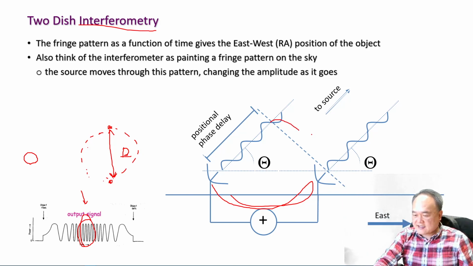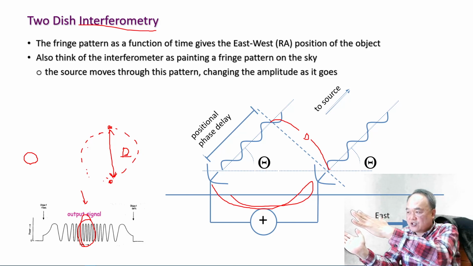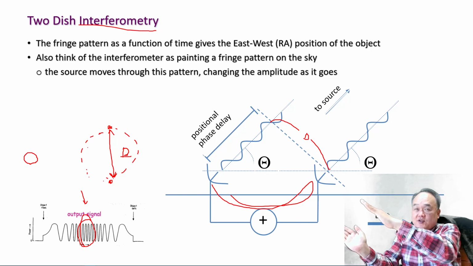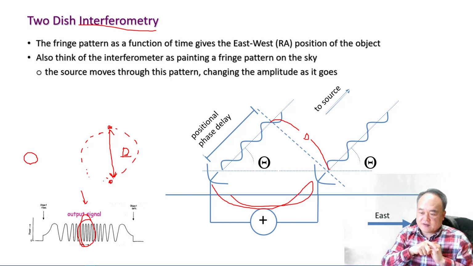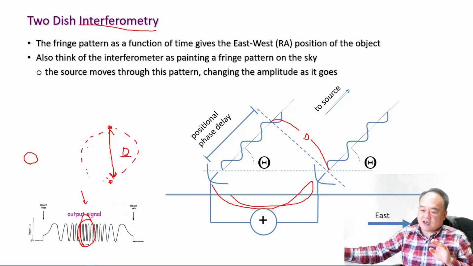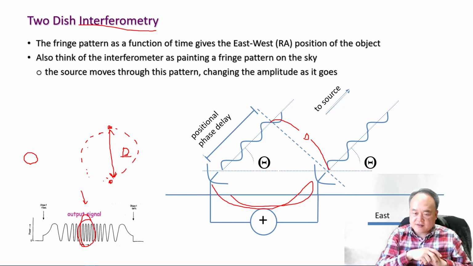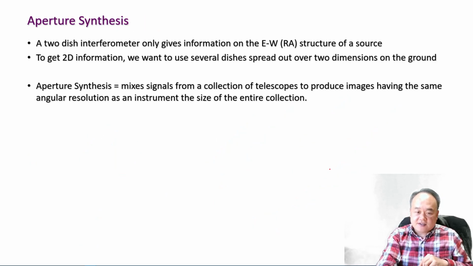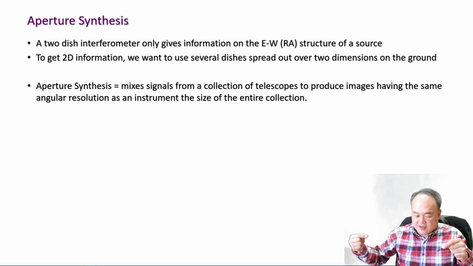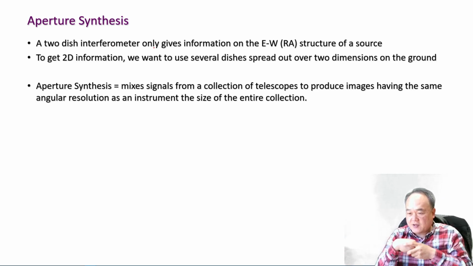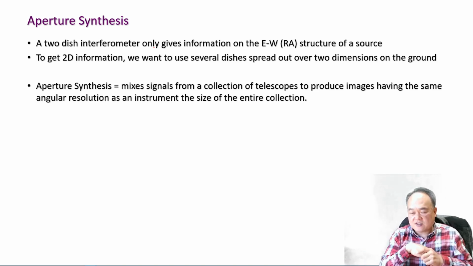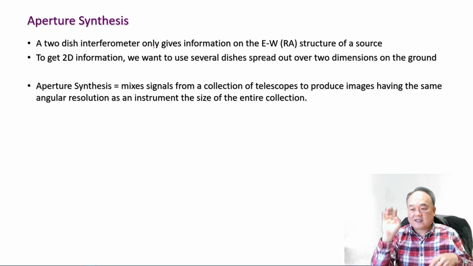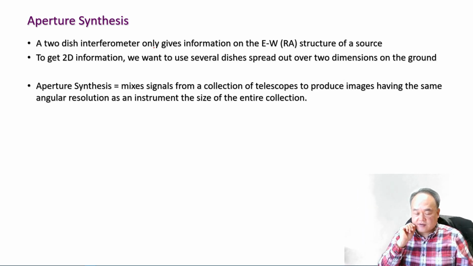So that is this separation. The size is the effective separation D. Imagine that this D is changing over time while we are tracking a single celestial object as it rises from the east and sets in the west, right? The dish interferometer only gives information on this projected separation, which is along the east-west direction. East and west is basically only the right ascension part.